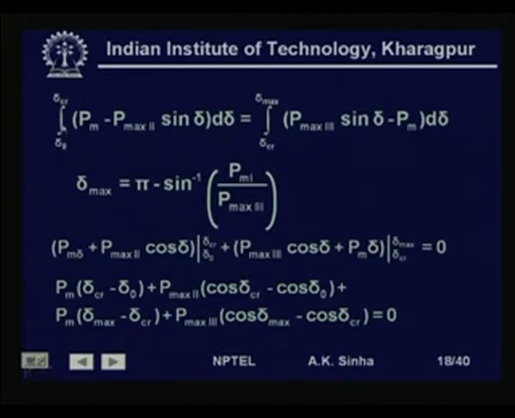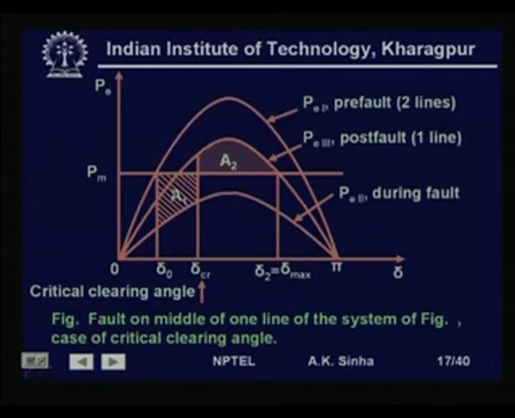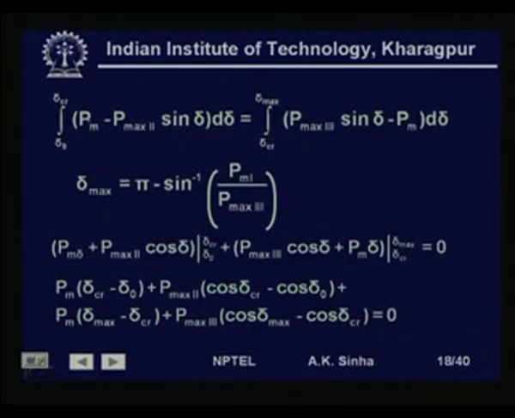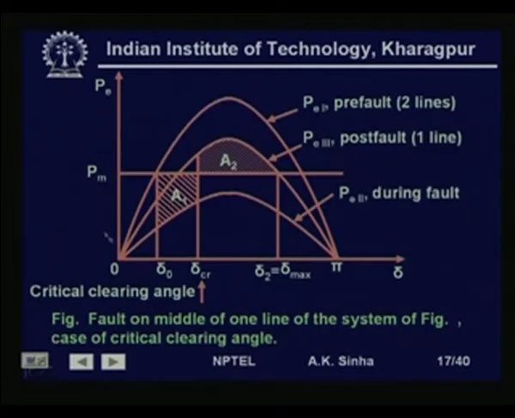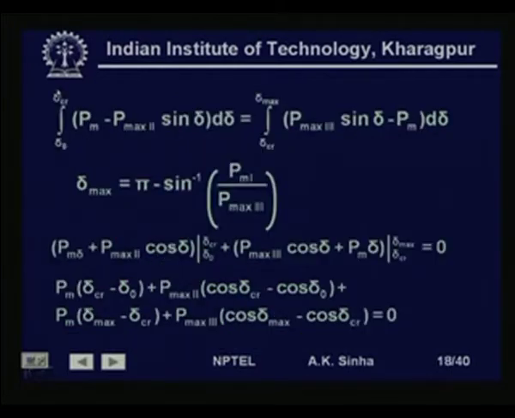So, what we have is the accelerating area equal to Pm minus Pmax2 sin delta, this is this characteristic. So, above this, all this area that we are talking about, Pm minus Pmax2 sin delta d delta integrated from which point, delta 0, from this angle up to this angle delta Cr. So, delta 0 to delta Cr.